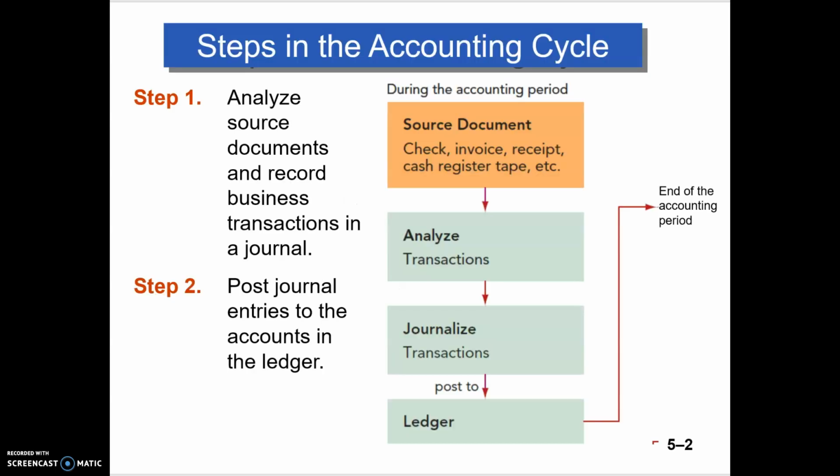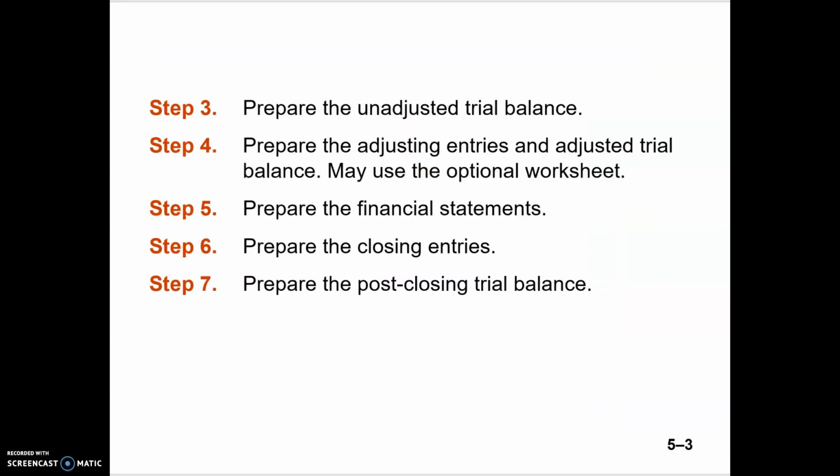All right, step 1, analyze source documents, right? Meaning invoices, purchase orders, sales documents, right? And we record the transaction in the journal, right? We're making the journal entries. Step 2, after we've recorded the journal entries, then we post to the ledger, and that's where we get our balances. After we have posted to the ledger, we prepare the unadjusted trial balance. So steps 1, 2, and 3 were covered in Chapter 2.